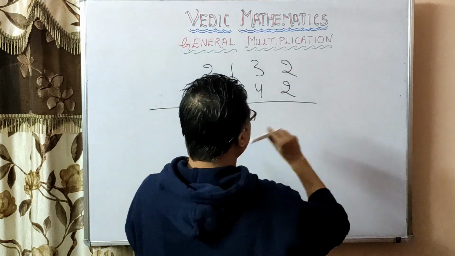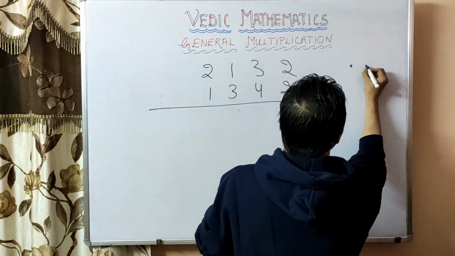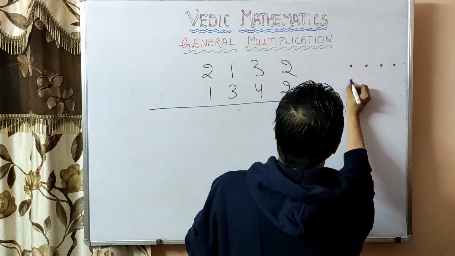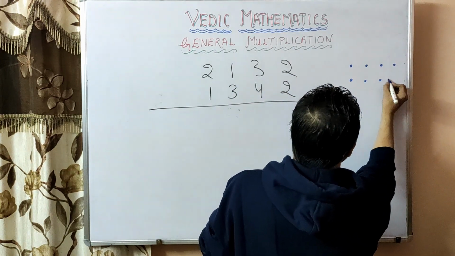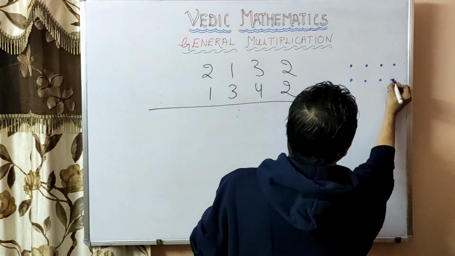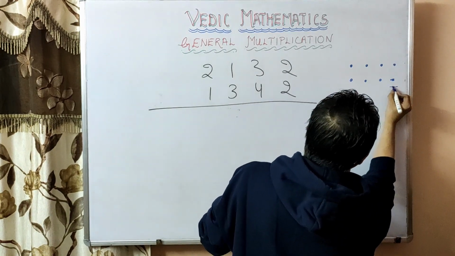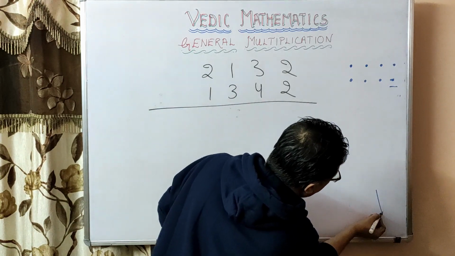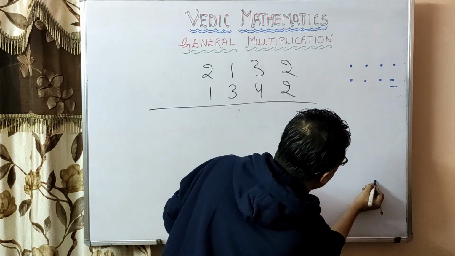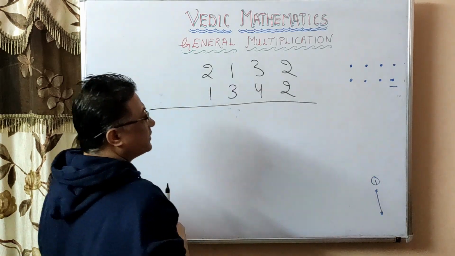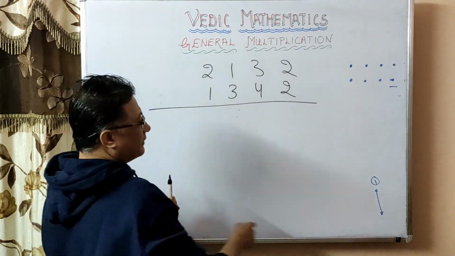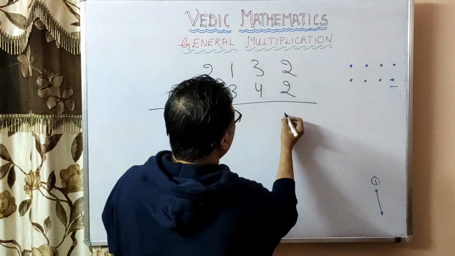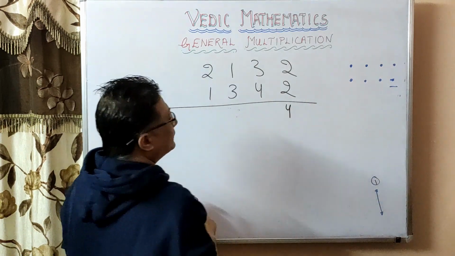So suppose these are my numbers. So this is my first number. Suppose this is my second number. Now for the first step, I have to start from here, consider only these two. So this will be the first step. So in step 1, I'll do this. Means I'll do 2 multiplied by 2, that is 4.